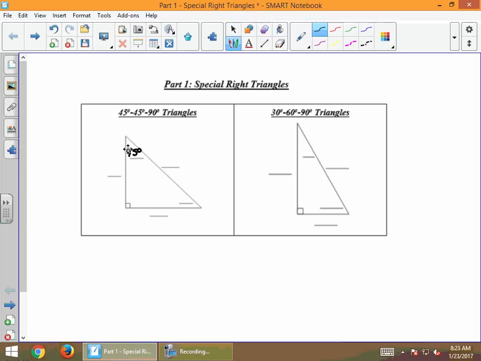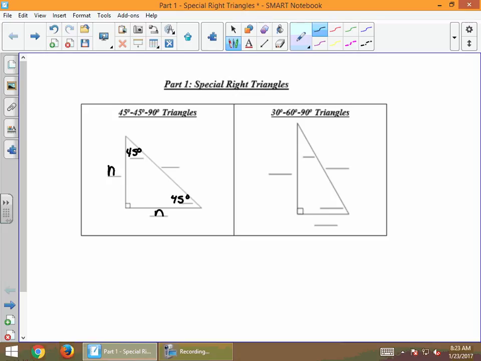45 degrees, the other angle is 45 degrees, and that third angle is always a 90-degree angle. So whenever you have a 45, 45, 90 right triangle, this means that the legs are always the same. And we're going to label this actually with N. So this side and this side always have the same measure, no matter what, 45, 45, 90 right triangles. The two legs are always the same.